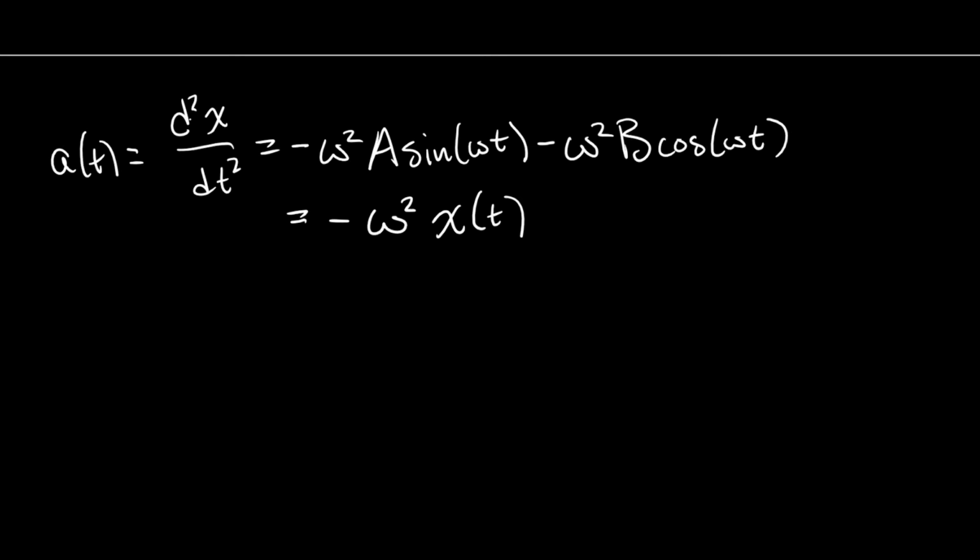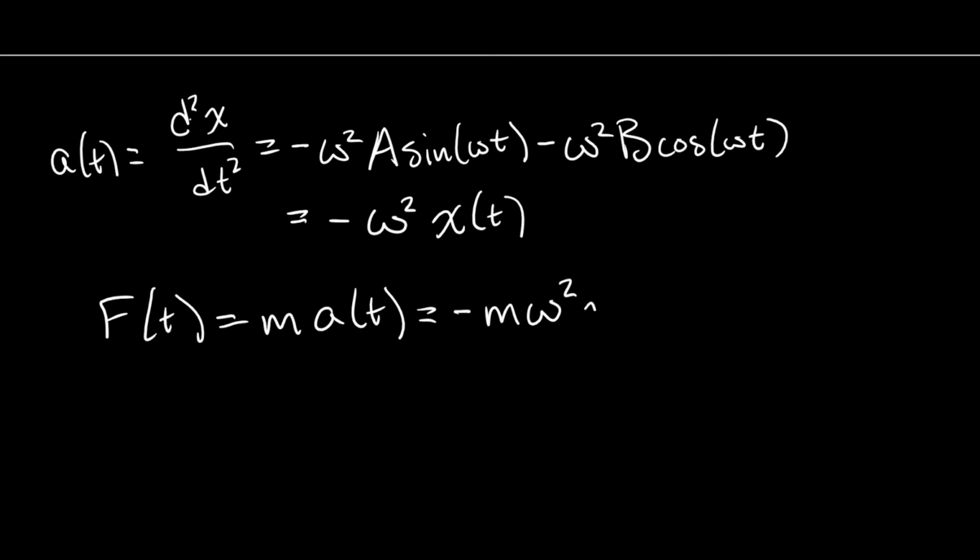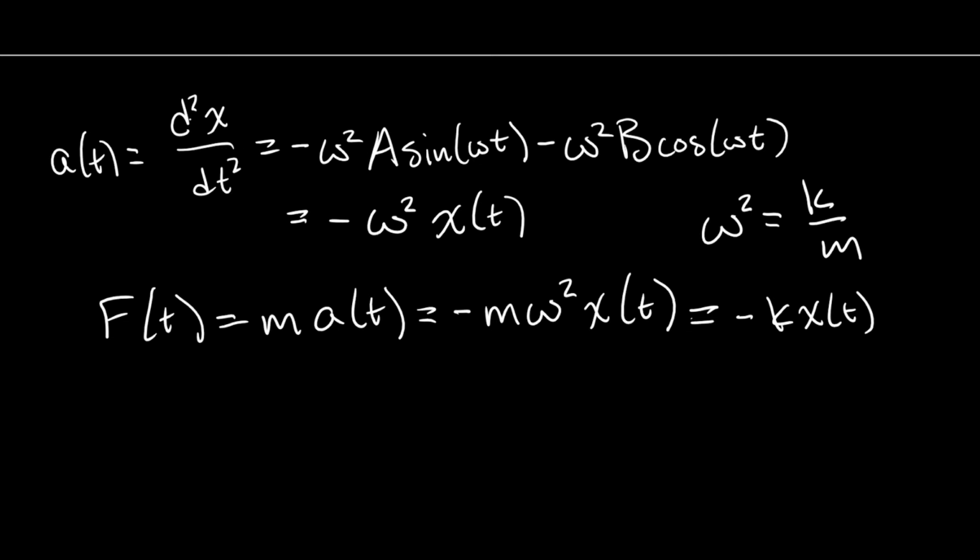So the force acting on this, we know, is the mass times the acceleration, which I can rewrite as minus m omega squared x of t. Now I'm just going to define some new number, k over m, so that this right-hand side becomes minus k x of t. And this is known as Hooke's law.